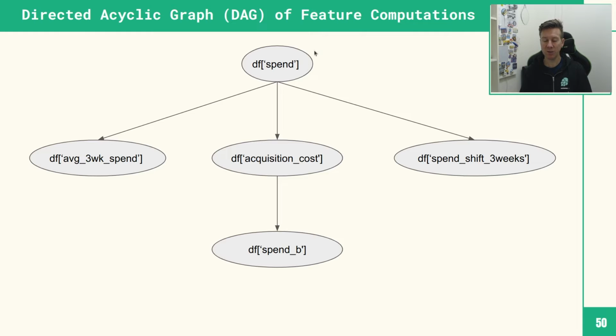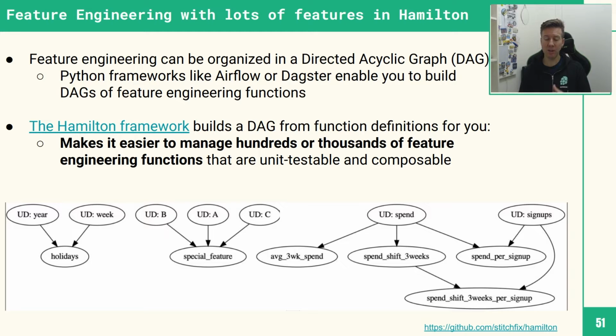So in this case, we have some core data, which is our spend. If we go back and think of our data warehousing lecture in lecture number 2, we often talked about facts and dimensions, and you can think of spend as being a fact at some level. This was an amount of money spent, and then the dimensions are the features that we're computing off that original fact. So in this case, we're computing acquisition cost, spend shift 3 weeks and average 3 week spend from the spend features. And then the spend underscore B we can compute from the acquisition cost. So obviously in larger systems, these directed acyclic graphs can be quite large.